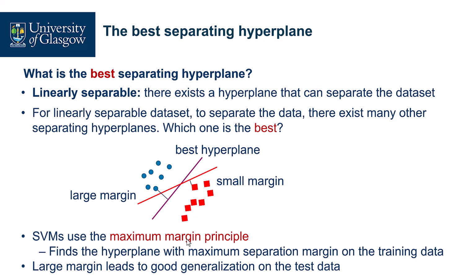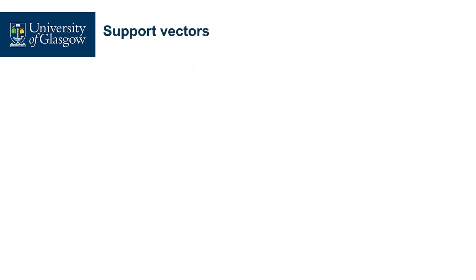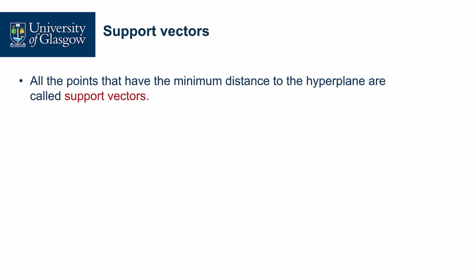What is generalization? We introduced it in the last session, right? For new data, it also works well. This is generalization. The last concept introduced in this session is support vectors. What are support vectors? The support vectors are those vectors that have the minimum distance to the hyperplane. So we call them the support vectors.